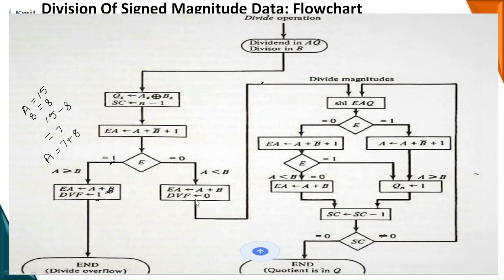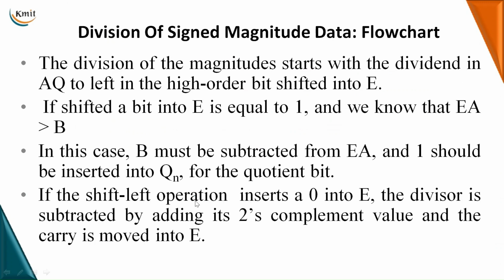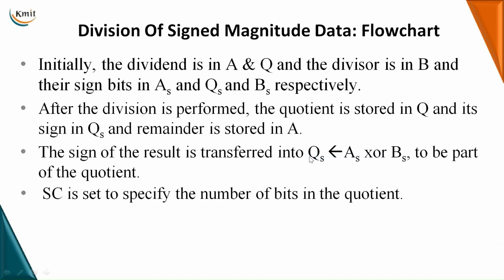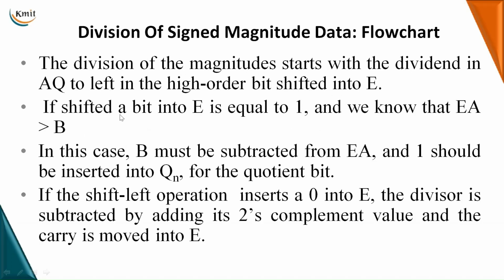Next, if your divide overflow is 0, we'll start dividing the magnitude parts of your data. The division of magnitude starts with the dividend stored in the A and Q registers, and you have your E flip-flop. You perform a shift left operation on the contents of E, A and Q. After the shift left, we check the value of E. If E is equal to 1, then we must subtract B from A and insert 1 in the Qn position.